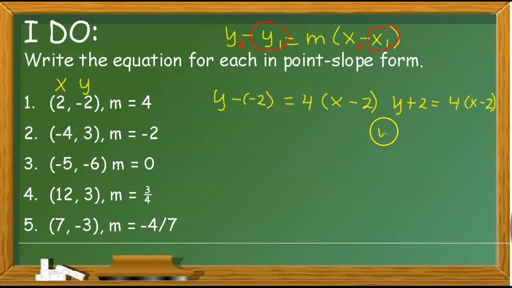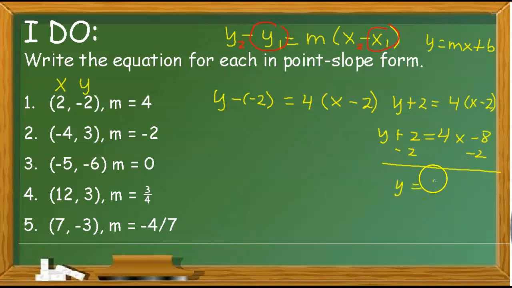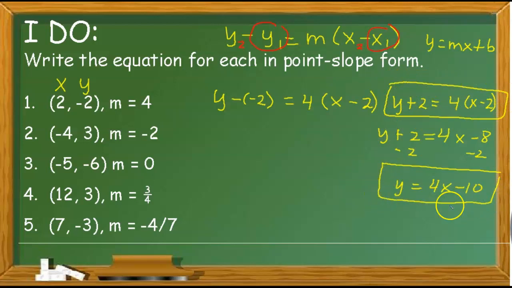If you're putting it in slope-intercept form, again, that is y equals mx plus b, which just means we're solving for y. Let me just real quickly show you how to do that. This is just your distributive property. Then just move over your 2. So y equals 4x minus 10. This would be your answer if it was okay to leave it in point-slope form, or this answer. But if it asks for slope-intercept form, this would be your answer.